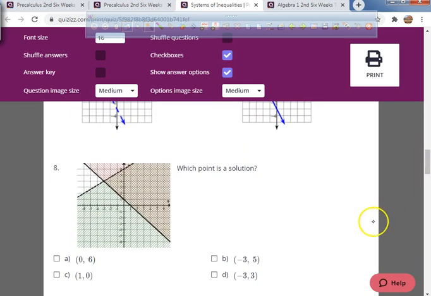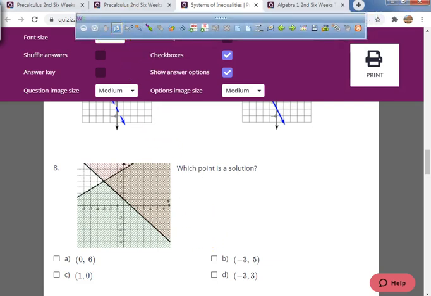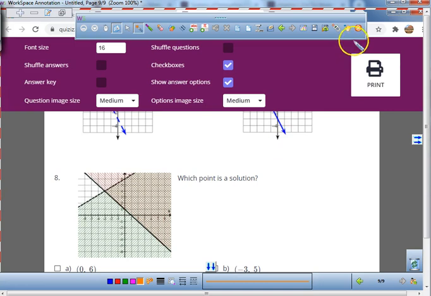Okay. Everybody, put your pencils down. I'm just letting you guys know, this is definitely going to be on the 6 weeks test. I'm just going to switch out the ordered pairs. All right? So right now, how would you guys describe the solution region?